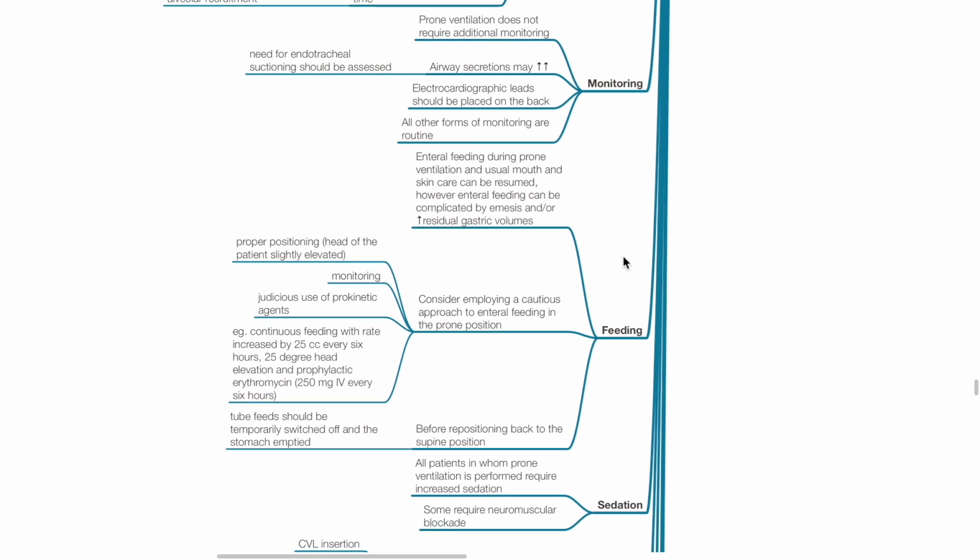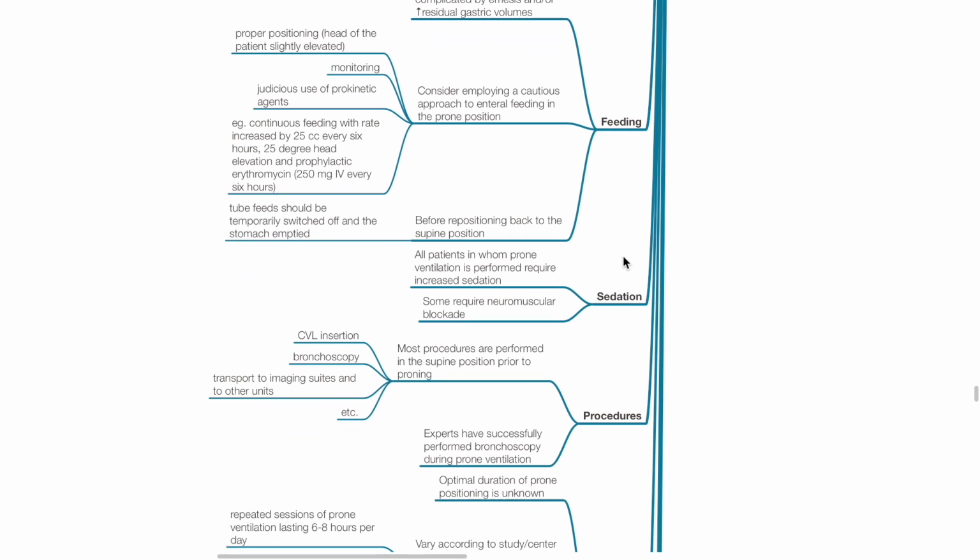Feeding. Enteral feeding during prone ventilation and usual mouth and skin care can be resumed. However, enteral feeding can be complicated by vomiting and/or increased residual gastric volumes. Consider employing a cautious approach to enteral feeding in a prone position. There must be proper positioning. The head of the patient should be slightly elevated. There should be adequate monitoring for emesis and judicious use of prokinetic agents. Before repositioning back to the supine position, tube feeds should be temporarily switched off and the stomach emptied.